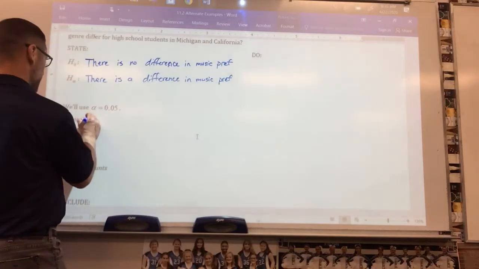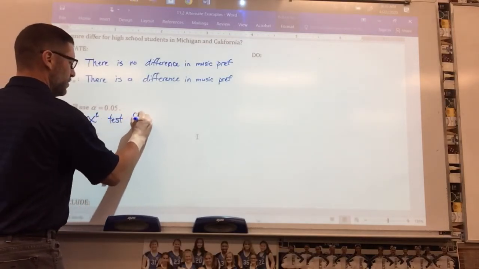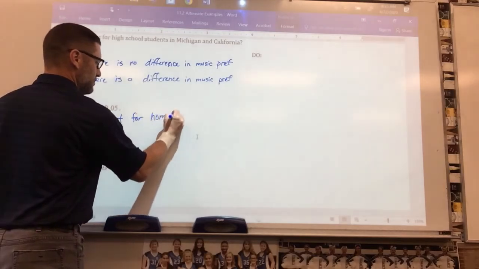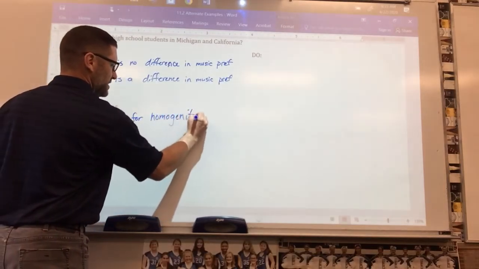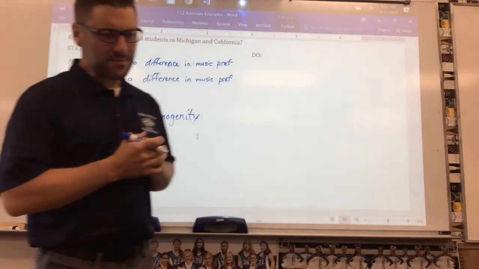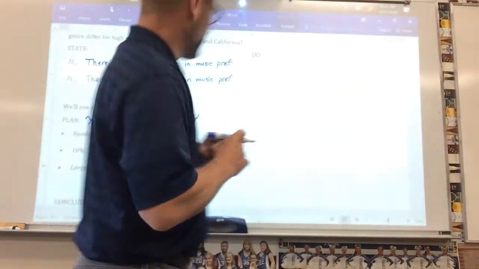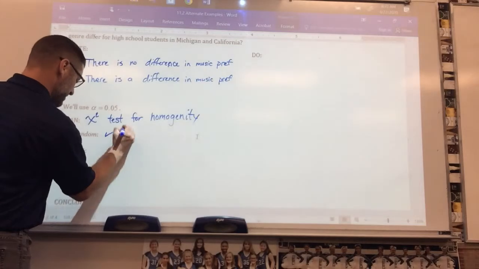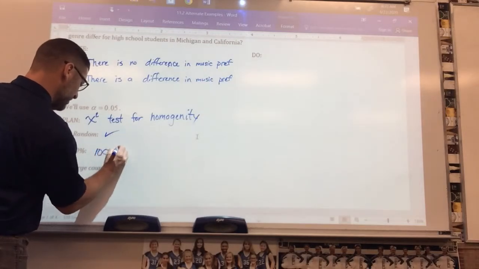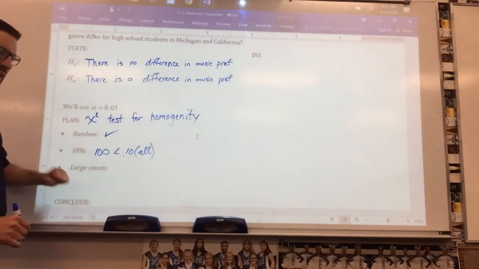So our plan is a chi-squared test for homogeneity. I hope I spelled that right. I'm a terrible speller. All right, random sample. Let's look. Yep, random sample. Check. 100 is less than 10% of all. Check. It says random. They did 100, less than 10% of all the students, so that's a check. And now the large counts.